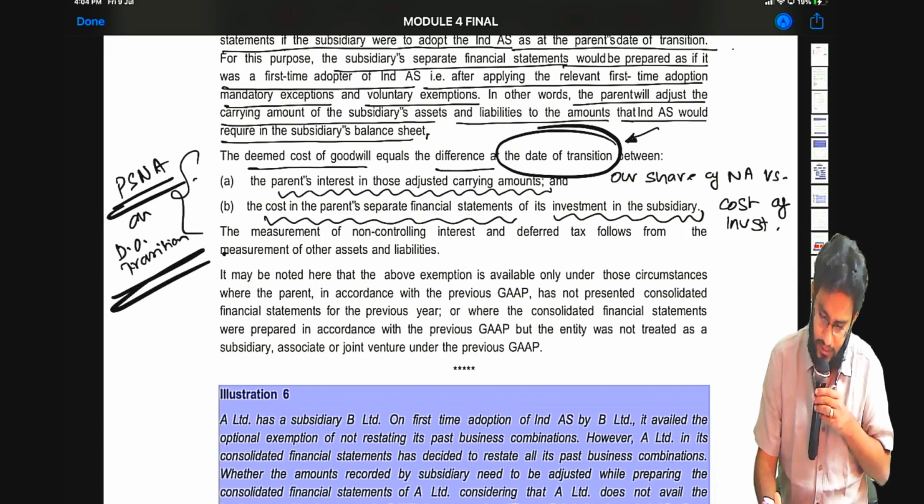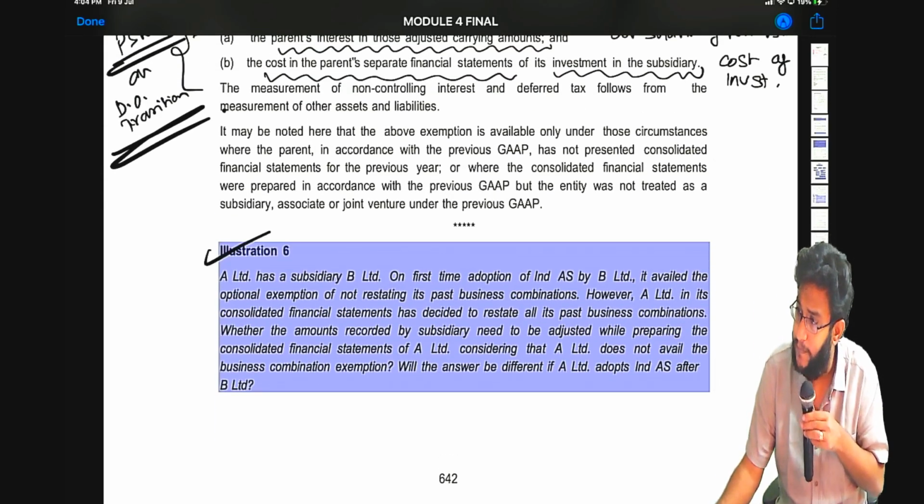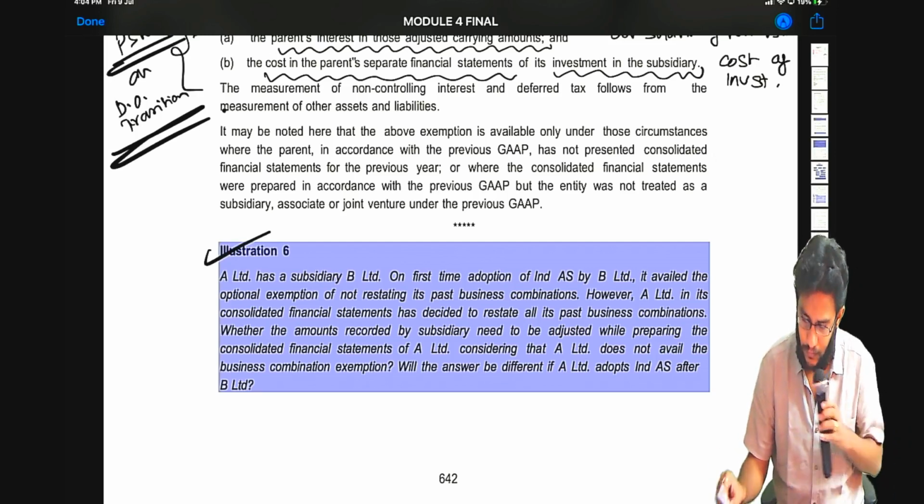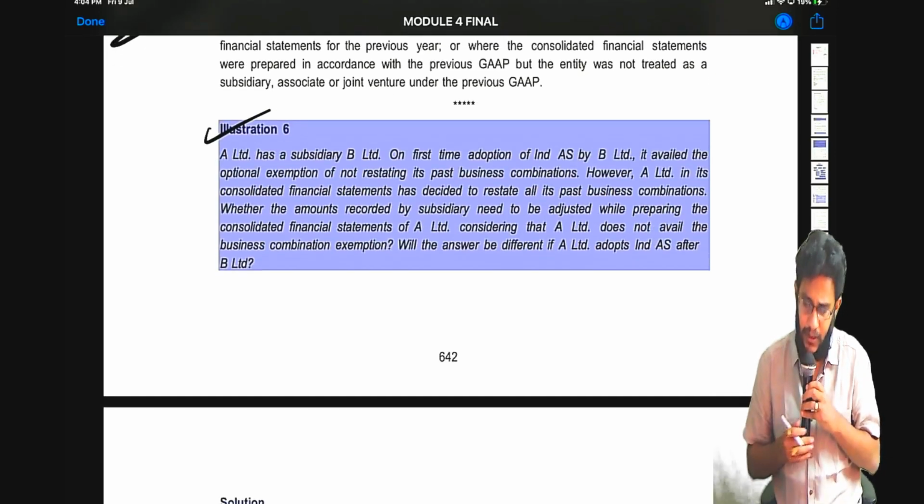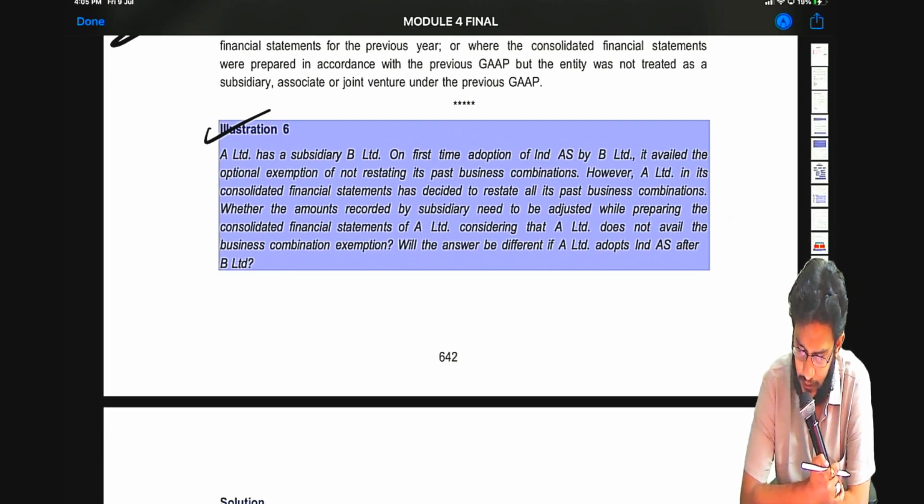So this is the adjustment set. Next, come to the sixth question. Come to the next case. A Limited has a subsidiary B Limited. On first time adoption of Ind AS by B Limited, so A and B again the same. A Limited is parent, B Limited is subsidiary.